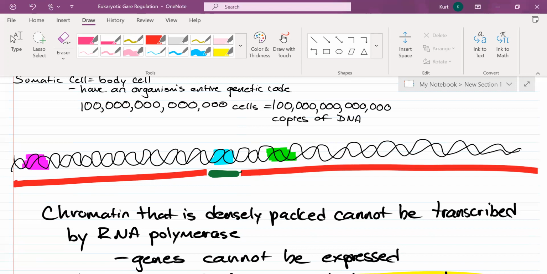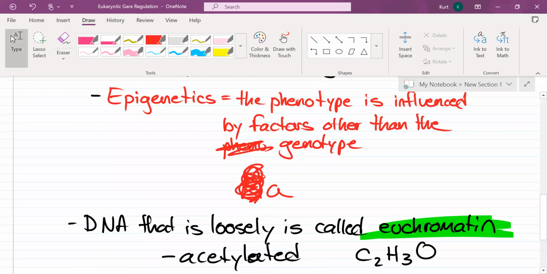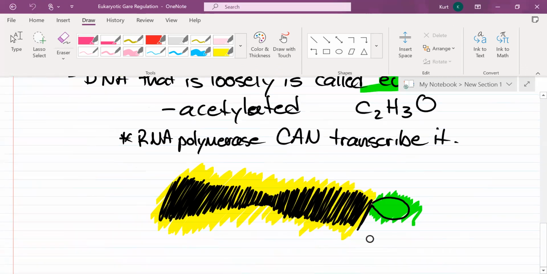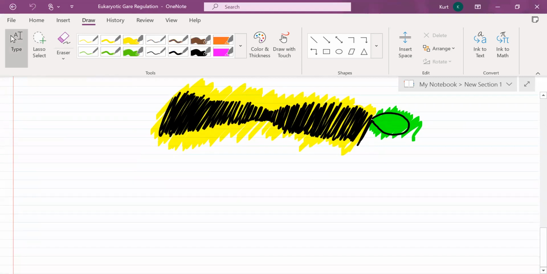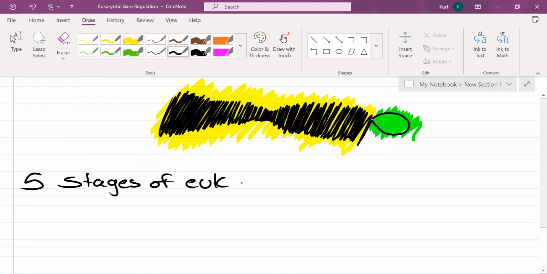It's a little more complex than that, which we're going to get to in a couple of weeks with biotechnology, when we get to that on the calendar. All right, now let's get into how DNA is actually regulated. When it comes to eukaryotes, there is a 5-stage process. These are going to be the 5 stages of eukaryotic gene regulation.